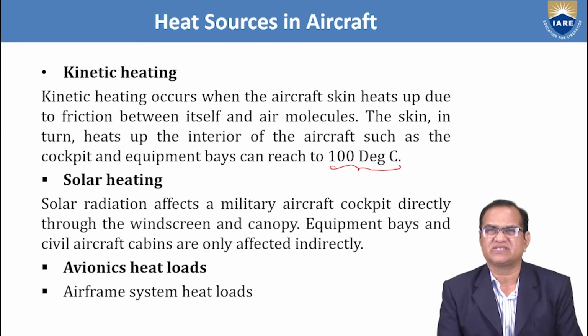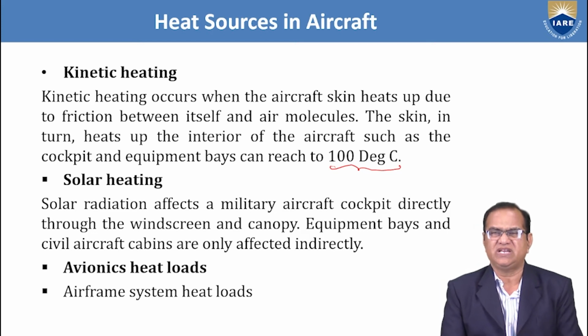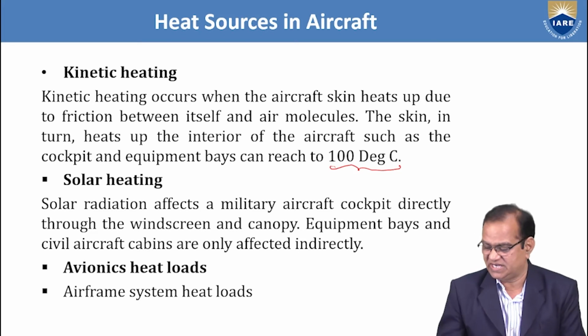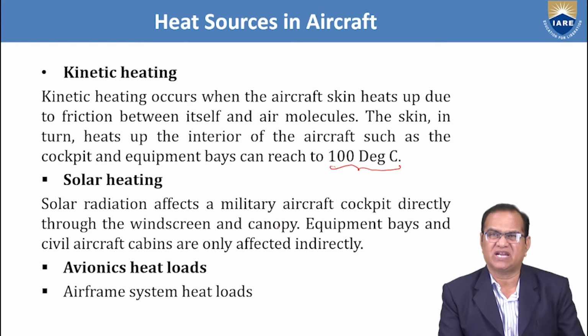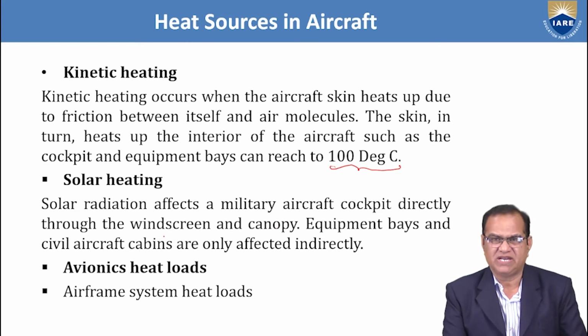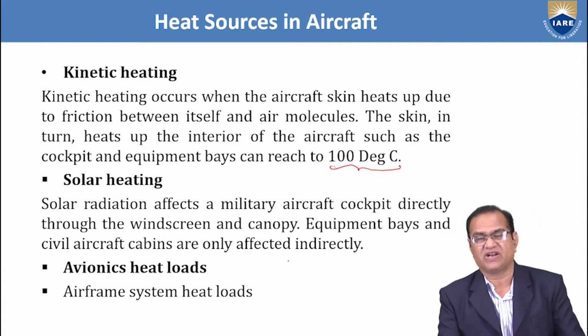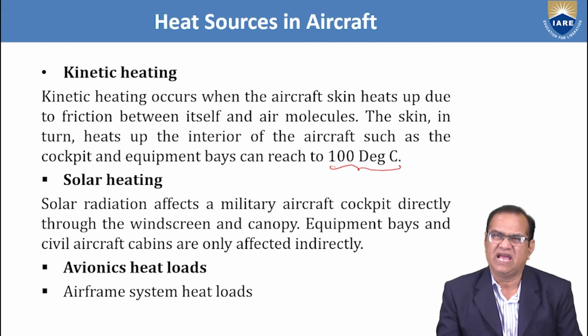Solar radiation affects a military aircraft cockpit directly through the windscreen and canopy. Equipment bay and civil aircraft cabins are only affected indirectly. Okay, so in military aircraft, this is coming directly to the pilot and equipment bay, and the civil aircraft cabins are only affected indirectly. So for the civil aircraft, most of the things are kept in controlled spaces.